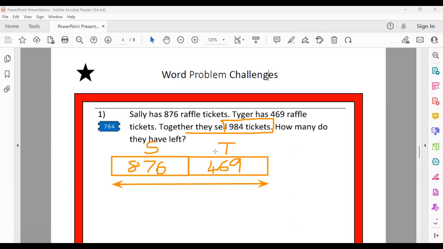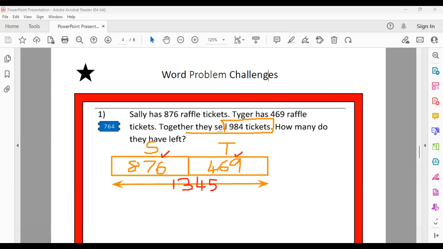Thank you, Sudarshan. One answer came in. How about the rest? Durgesh, Ilman. Okay, Aloysius came in. Hajita, Kyle. No, Kyle, I'm asking. Listen carefully. What is the total for Sally and Tiger? Sally has 876. Tiger has 469. Very good. You total this up, you should be getting 1,345. Okay, that's your total.